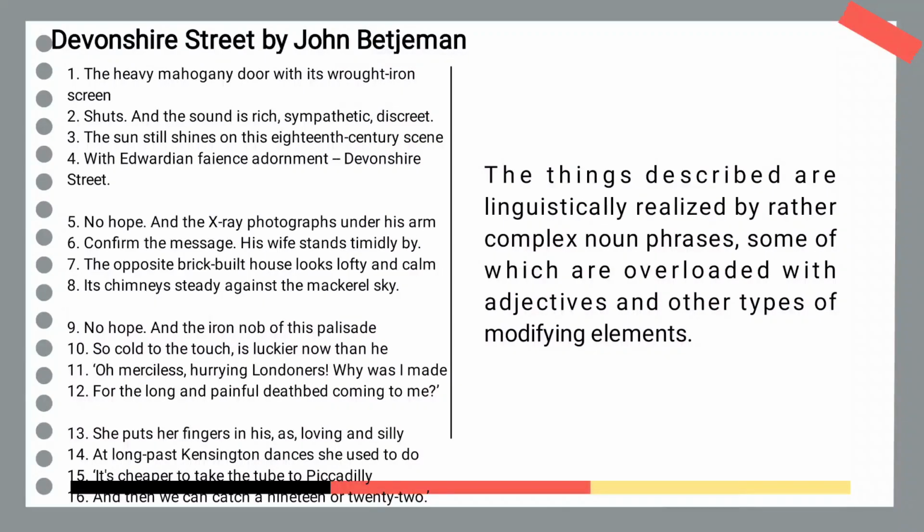The things described are linguistically realized by rather complex noun phrases, some of which are overloaded with adjectives and other types of modifying elements. So this means that the linguistic features present in the text imply the realities perceived by the POV. The heavy use of complex noun phrases and adjectives represents the situation or the perceived situation of the POV in the text.